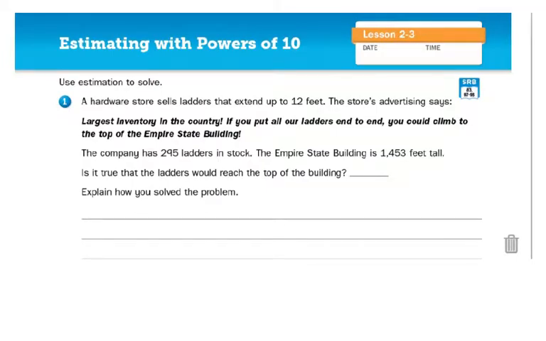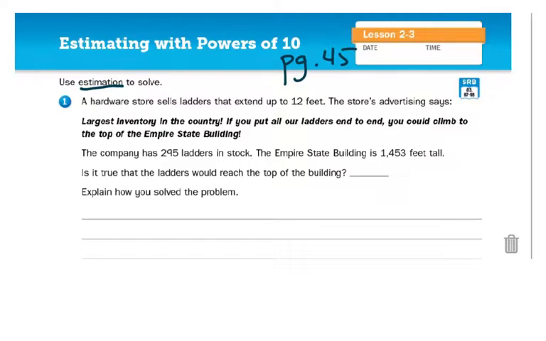We are going to use some estimating with powers of 10 and using our extended facts in our journal. So get out your journal, and it is journal page 45. Go ahead and find that in your math journal. It says use estimation to solve. So all we're doing is estimating.